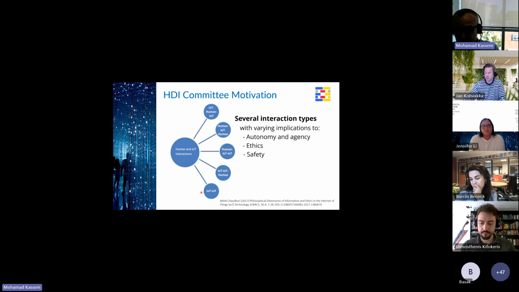So what implication does this have? This has implications in terms of autonomy and agency, and I'm sure Richard will cover these kinds of concepts, but also in terms of ethics and safety.